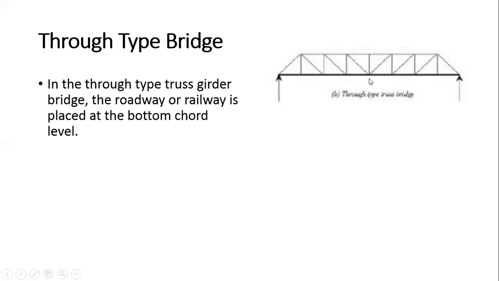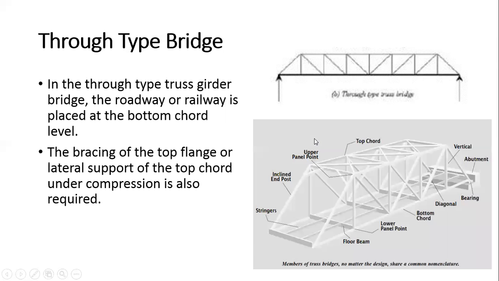Then we have the through type bridge, the second classification. In a through type bridge, the road or the railway line passes over the bottom chord members. So here it is, the road or rail surface is here. So the load is passing at this level. So this is your through type bridge.